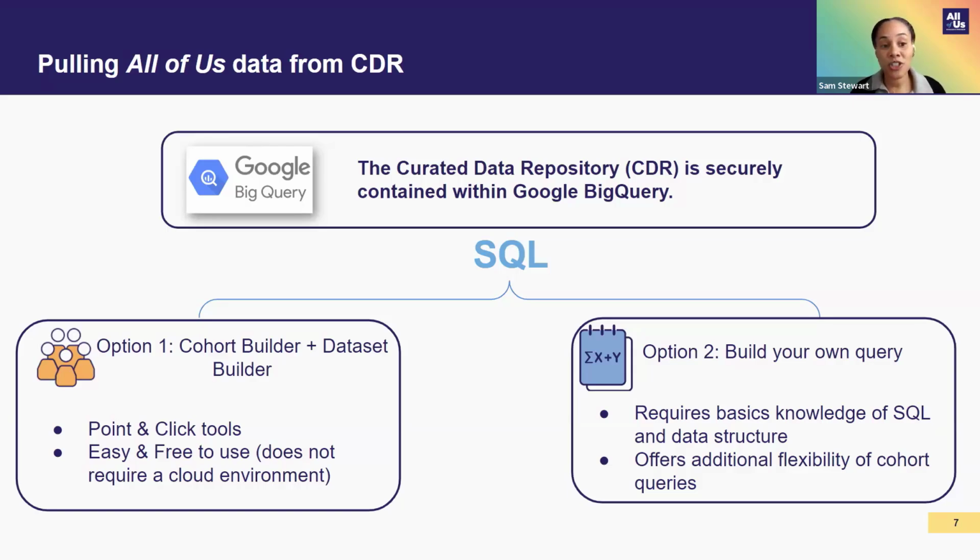However, option 2 requires basic knowledge of SQL and the All of Us data structure. But the advantage of using your own custom query is that it offers some additional flexibility for your cohort queries. SQL has some high-powered capabilities if you're used to it. But today we're going to focus on option 1. If you're interested in option 2, please go to our User Support Hub page. There is a video called Data Wrangling in the Researcher Workbench that one of our data scientists did, and she will explore more about how to create your own custom query in the Workbench.